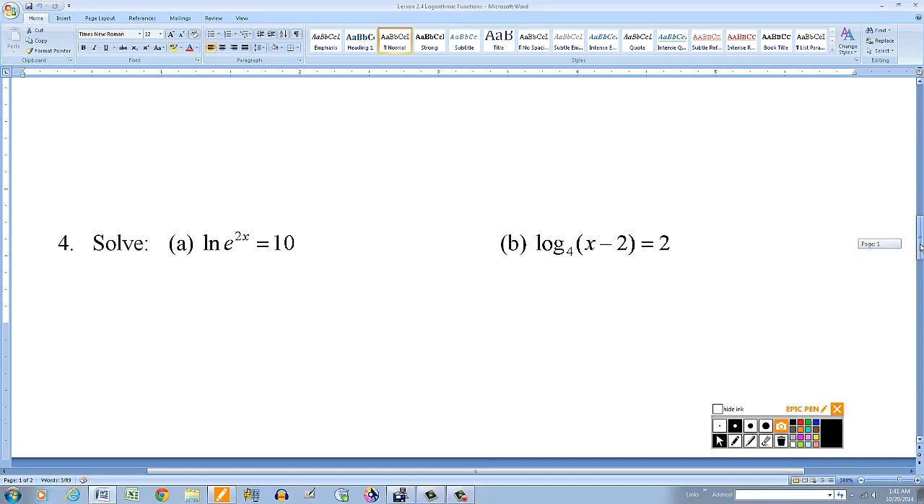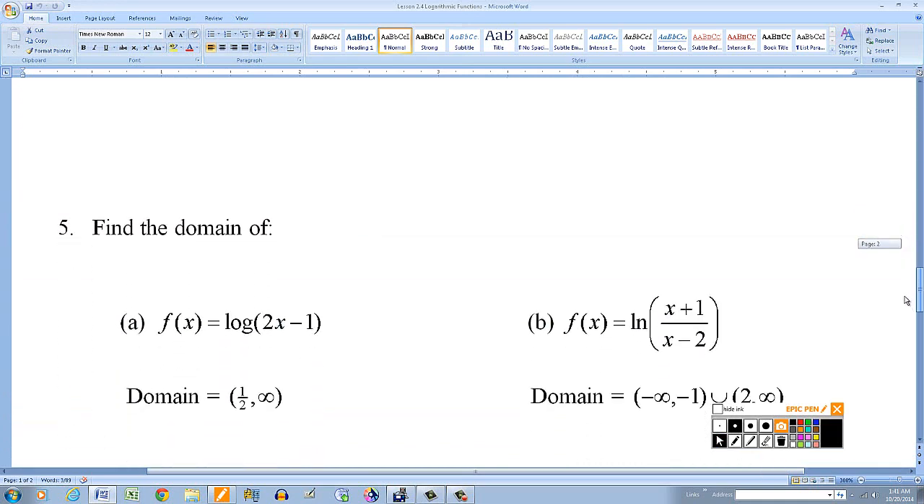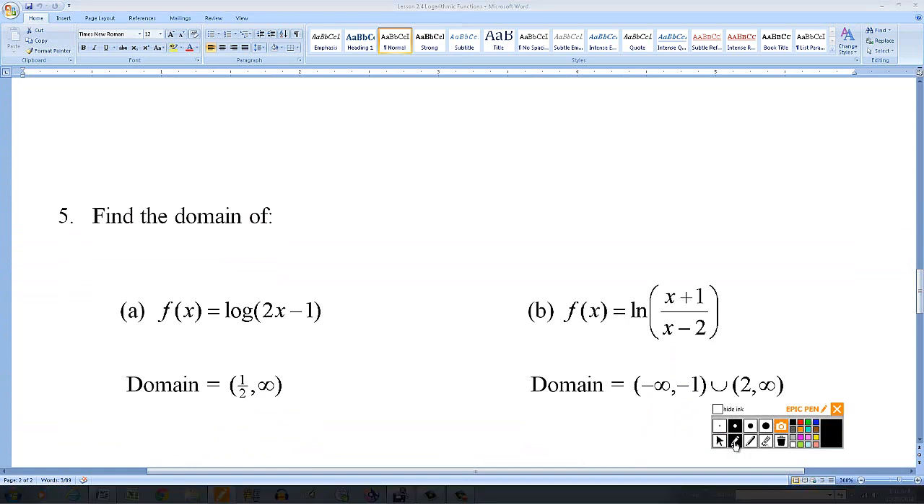Okay, now let's look at these here. We talked about the domain of the standard log function. So here I want the domain. This says f of x is equal to log of 2x minus 1. What is the domain? Well, remember, you can only take the log of a positive number, so that means 2x minus 1 has to be positive. This has to be greater than 0.